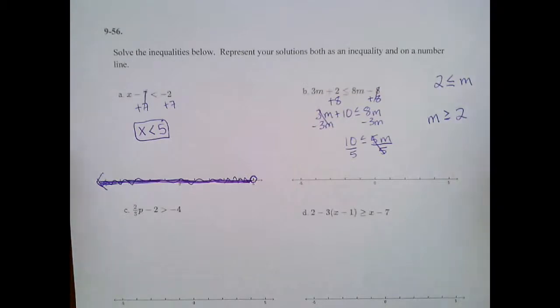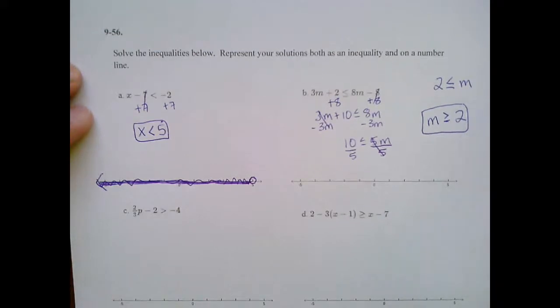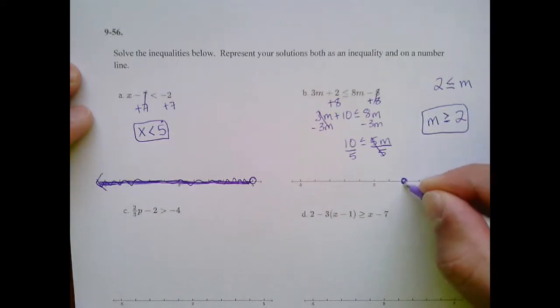And I always like putting the variable on the left side. So now I know I have to start at 2. Is 2 included or not included? It's included, right? I have greater than or equal to 2. So would you do an open circle or a closed circle? I was hoping you'd say a closed circle.